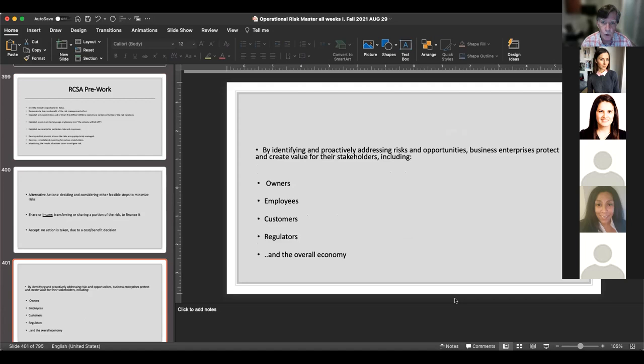The stakeholders here that rely on the RCSAs are the owners of the business, and that could be shareholders of the business, the employees of the business themselves, the customers of the business, the regulators, and the overall economy. You can't do anything that's going to blow up the overall economy. So these are sort of the buckets that you look at with your RCSAs. How do they affect these different groups? So that helps you put things into a framework of where the risk actually is and who it would really impact.